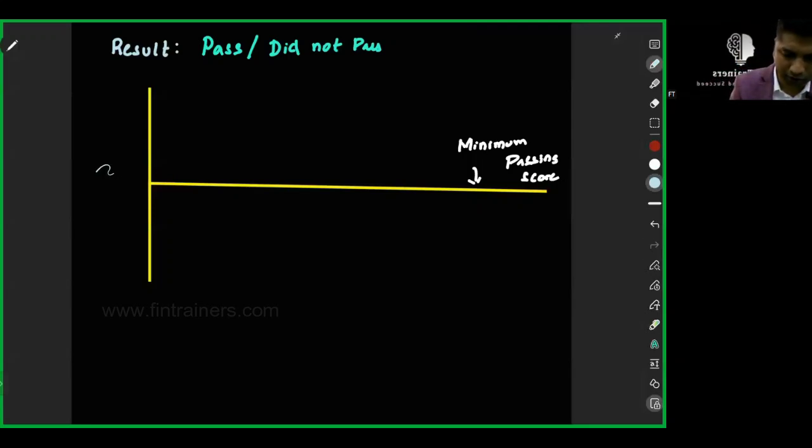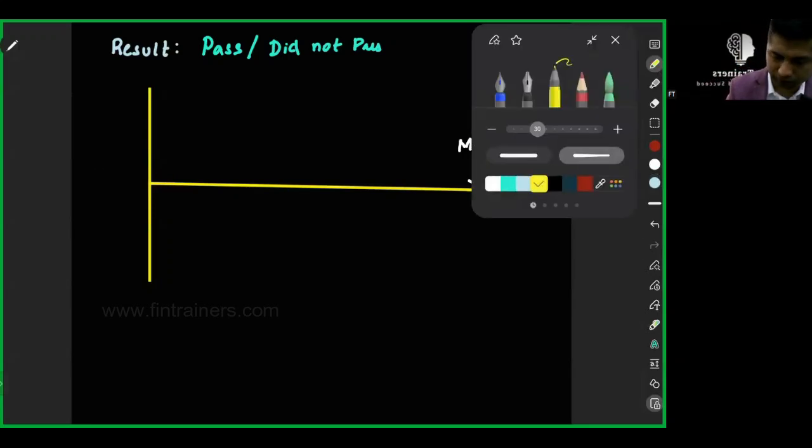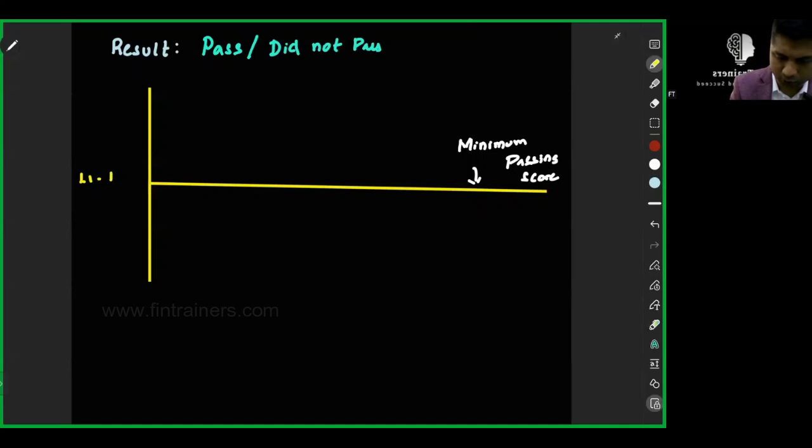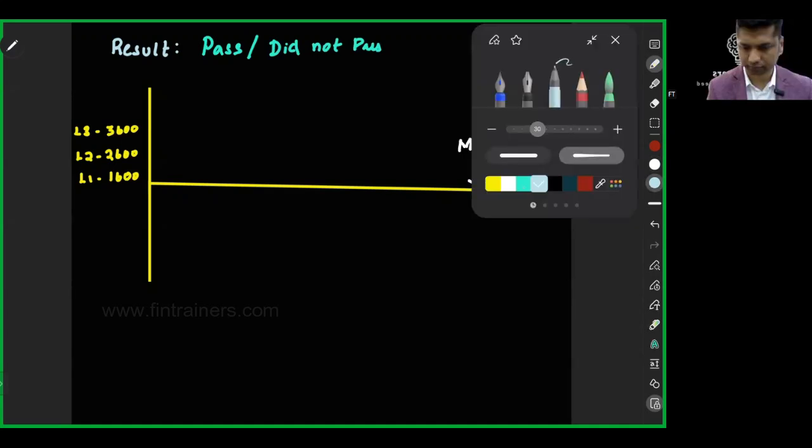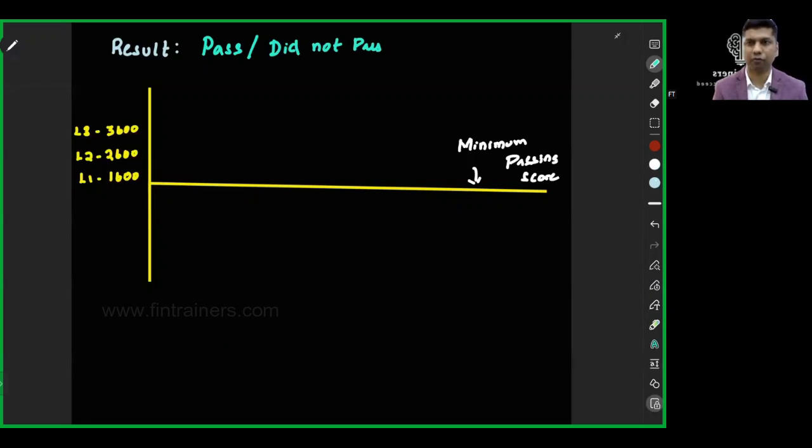For L1, you need to get 1,600. For L2, the number is 2,600. And for L3, it will be 3,600, because the range of the scores is different for each level. What happens is, because it's a continuum, scoring some score in level 1 is not the same as scoring in level 2.